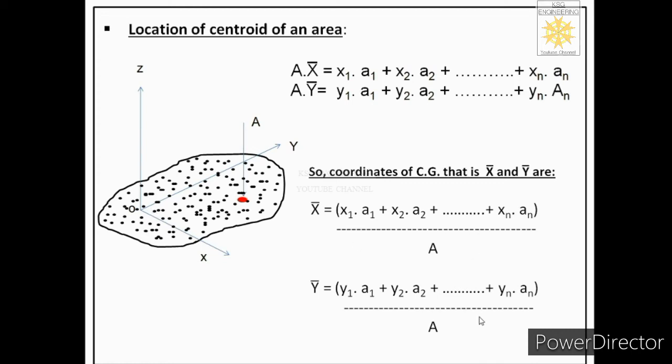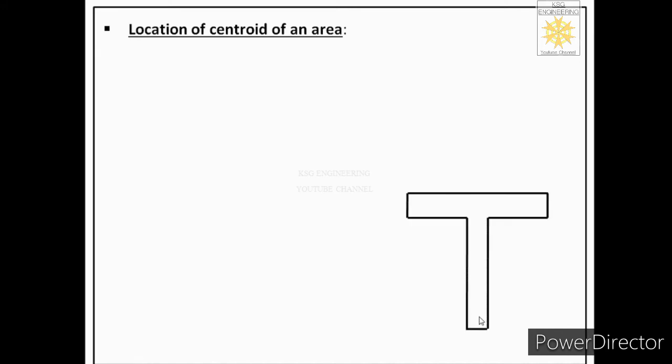Now let us understand these two formulas through one example. So suppose we are given this composite area, and we have to find its centroid, let us say with respect to these two axes given to us. Assume that this is the centroid of this composite area, and let us say the coordinates of this centroid are x bar and y bar, where x bar is the distance of the centroid from the y-axis and y bar is the distance of the centroid from the x-axis.